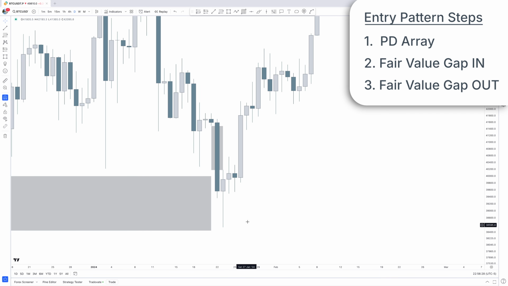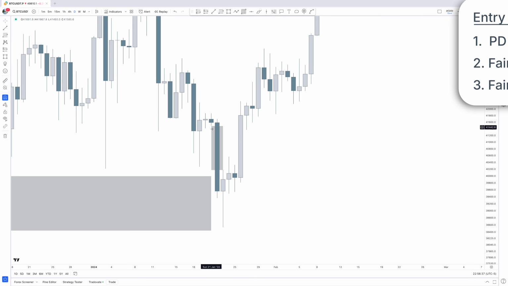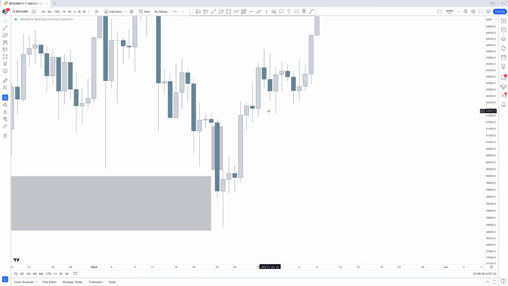And what I mean by that is fair value gap into the PD array and fair value gap out of the PD array. This creates, as we know it, a sharp turn, where once this daily fair value gap right there has been confirmed, so the third candle right there closes, this is a confirmed fair value gap, this is a confirmed sharp turn. Now, this is quite simple to understand, I imagine.